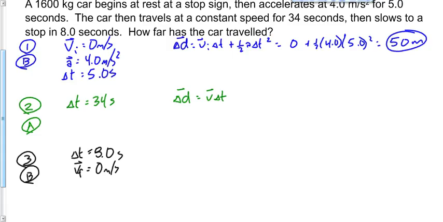Okay, so what you did is found the final velocity in the first phase. Okay, let's do that. A is equal to delta V over delta T. Delta V is equal to A times T. 4.0 meters per second squared times 5 seconds. That gives me a change in velocity of 20 meters per second. And since the initial is 0, then the final is 20.